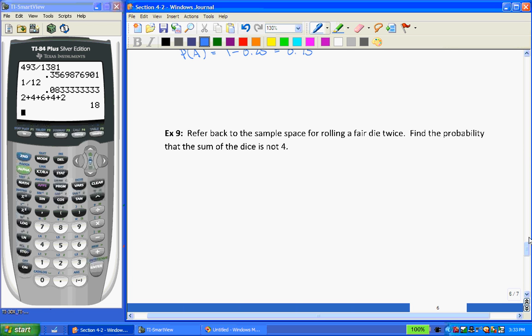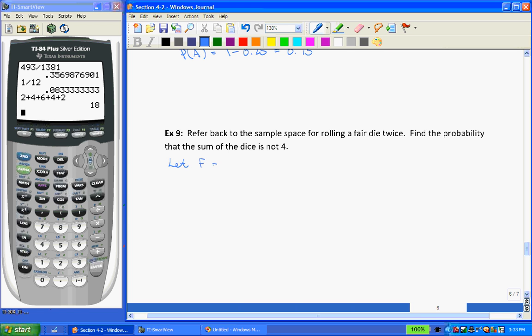Refer back to the sample space for rolling a fair die twice. Find the probability that the sum of the die is not 4. Now here's where a complement really comes in handy. If the sum of the die is not 4, that means it could be 2 or 3 or 5 or 6 or 7 or 8 or 9, 10, 11, or 12. Now we could go and add all of those up, but another way to do it that would save us a little bit of time is to use the complement.